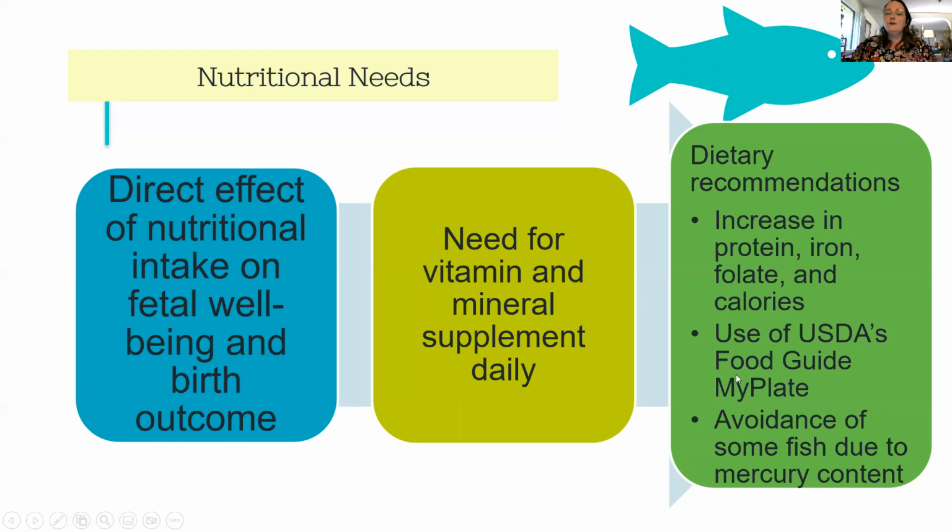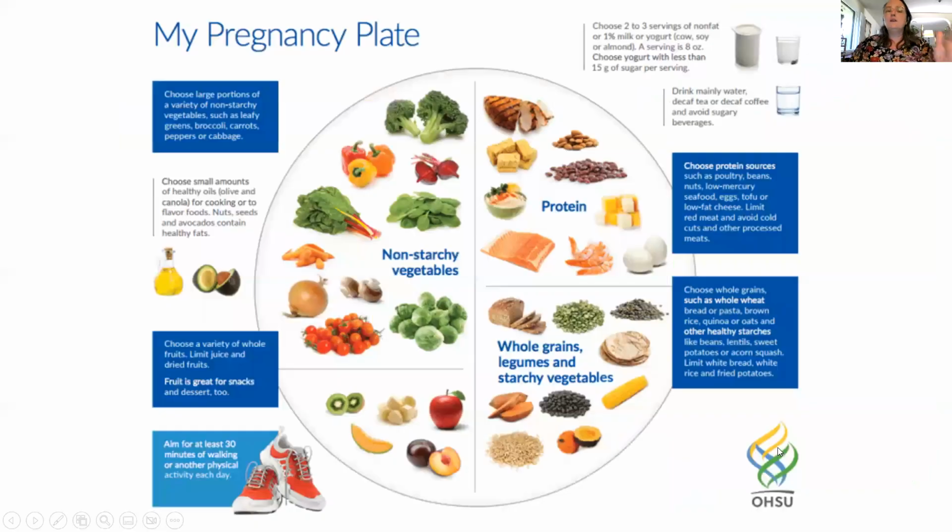The USDA has a food guide called My Plate. I have a picture of it coming up. We do want to talk about some of the foods that need to be avoided: very high bacteria foods, because remember, her immune system is decreased, and some fish that contain high mercury. There's a whole list in your textbook, and you should probably take a look at that. Here's that My Pregnancy Plate.